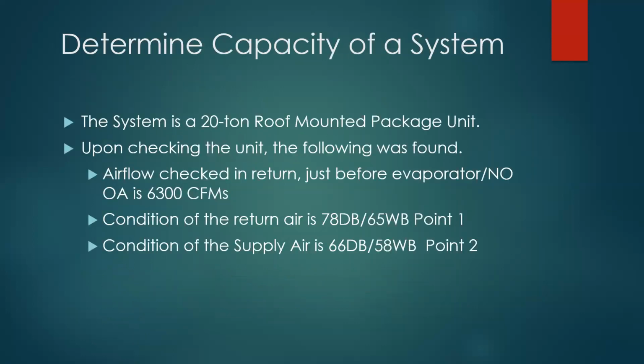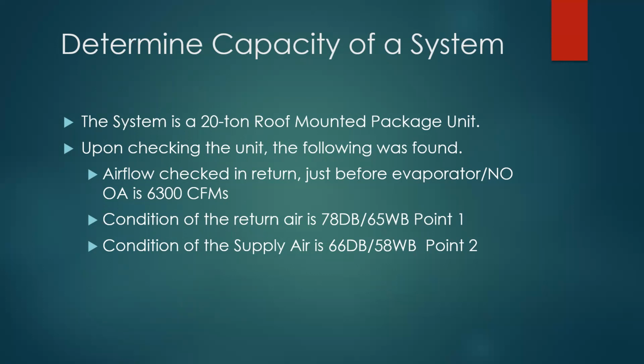Determine the capacity of a system. The system's a 20-ton roof-mounted package unit. Upon checking the unit, the following was found. Airflow was checked, and we had no outdoor air, and it was at 6,300 CFMs.